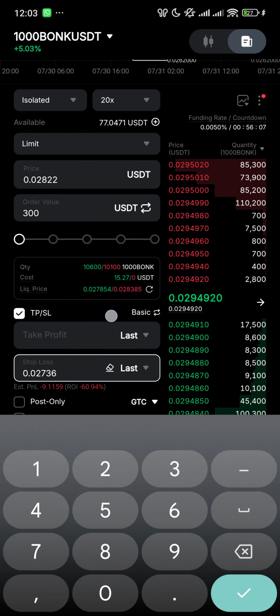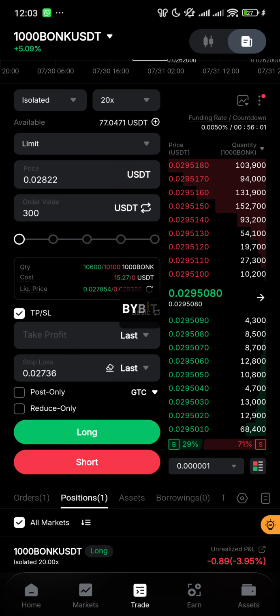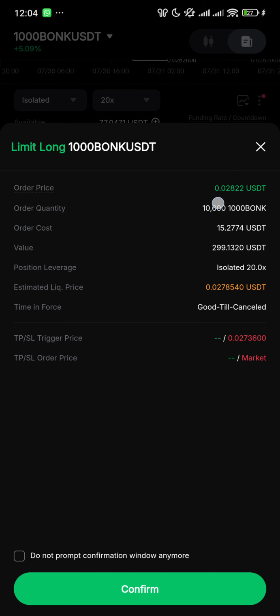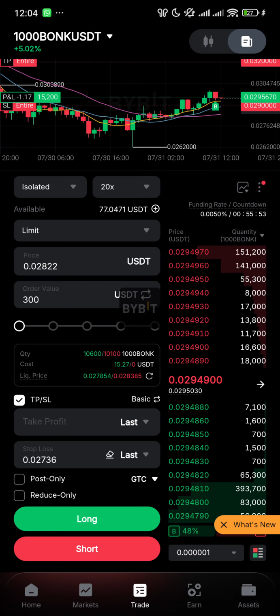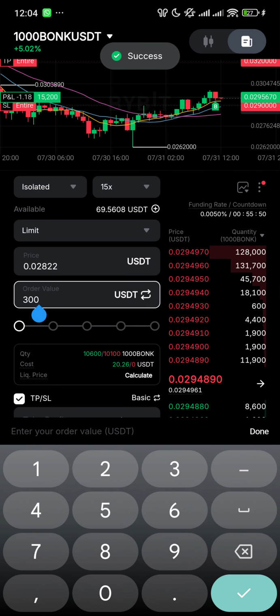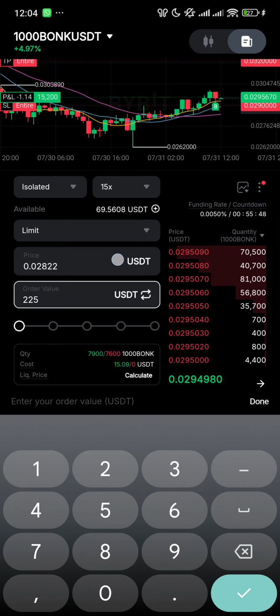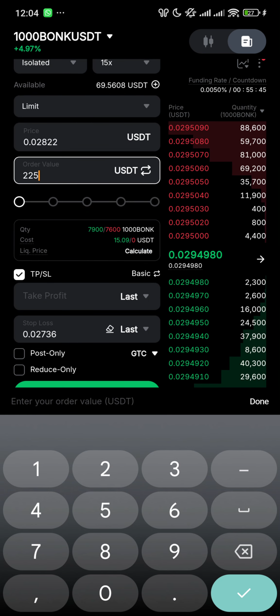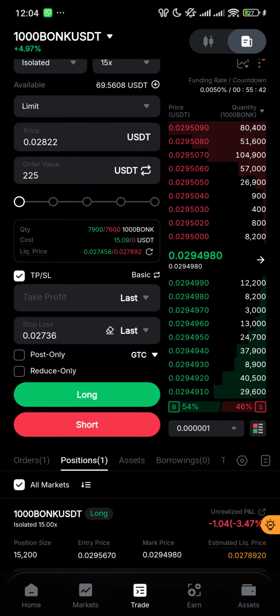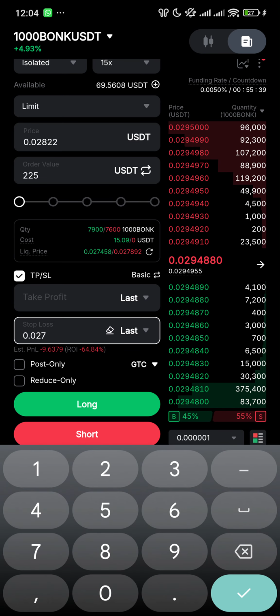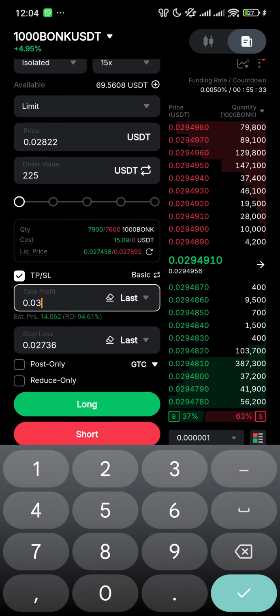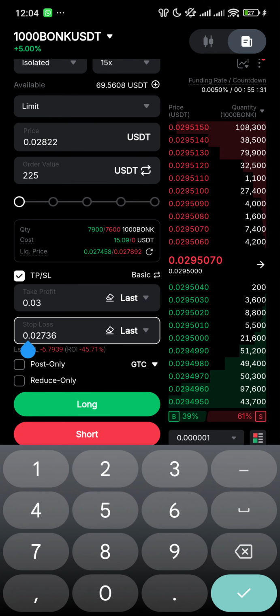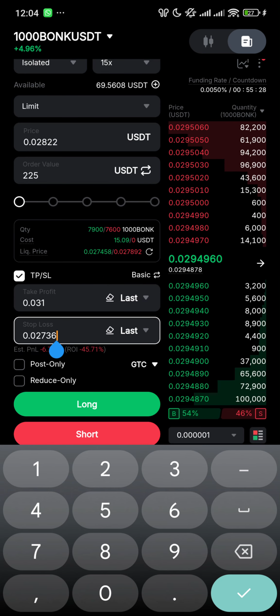This entry price is still far. What is wrong with this Bybit interface? Let's just stick to 15. 225, right? So let's say our first take profit 0.3, we're making $14 for this, with a $6.7 loss. Let's say 0.1, we make $21. So this is a good way to go. So let's long.